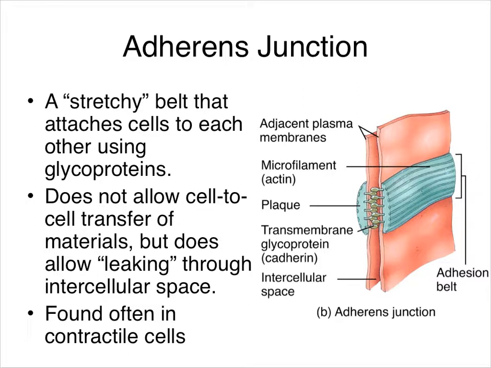The second type of cell junction is what's called an Adherens junction. Adherens junctions, like tight junctions, run in a band. So they're also kind of a seam weld, but seam welds are sort of more tight. They don't let anything through. Adherens junctions aren't as tight.